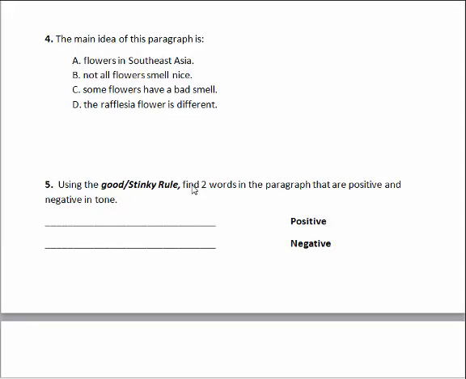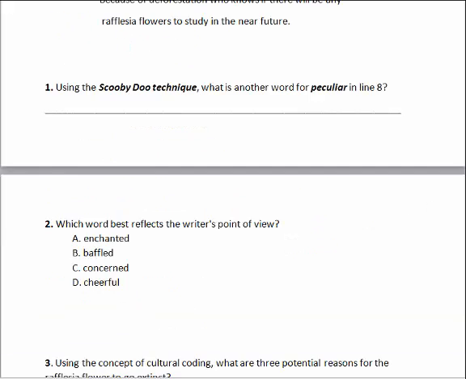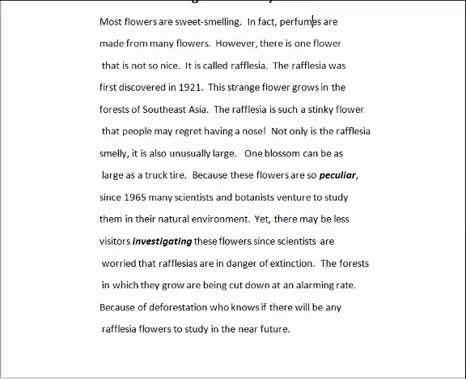Number 5, using the good stinky rule, find a couple words that have positive or negative tone on them. Let's do an overview of all of the words. You only need 2, but let's go ahead and go through this. It says flowers. I feel that that's positive right away. Sweet smelling, that is positive as well. The word perfume suggests positivity. We look over here, it says not so nice, negative.